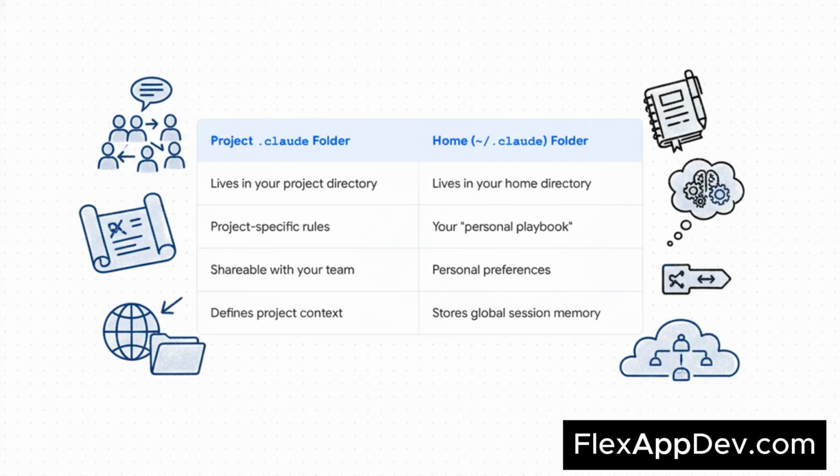Think of it like this. On one side, you've got the project .claude folder. It lives right inside your project directory, and it holds all the rules and commands specific to that project. This is the one you share with your team, so everybody is working from the same script. But then you have the home folder. This one lives in your personal home directory, and it's your personal playbook. It's where you keep your own private shortcuts and preferences that you want to use everywhere, across all your projects.